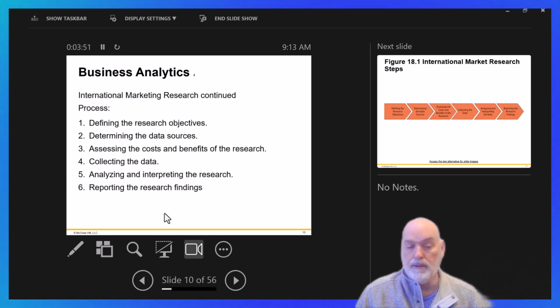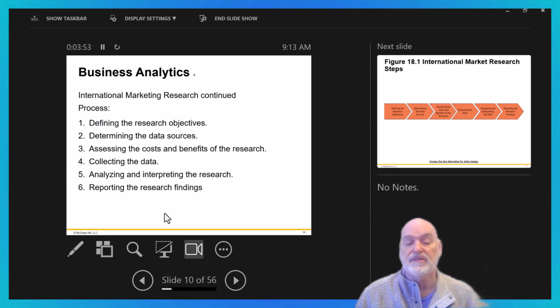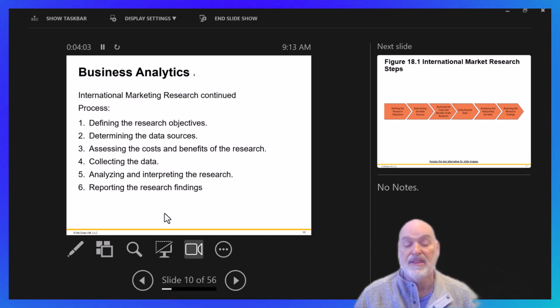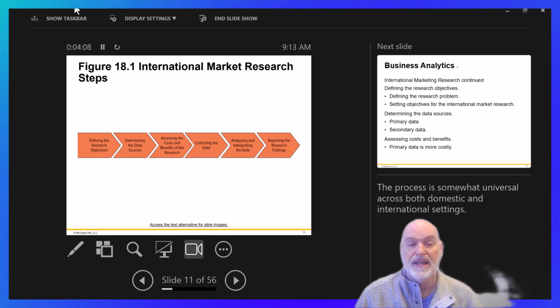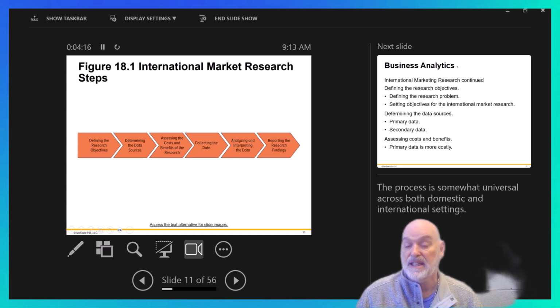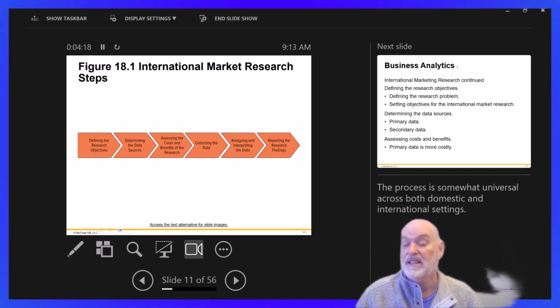Process. Defining the research objectives, determining what the data sources are, assessing the costs and benefits of the research, then collecting the data, then analyzing and interpreting the research, and then reporting the research findings. International market research steps: defining the research objectives, determining the data sources, assessing the costs, collecting the data, analyzing and interpreting the data, and then reporting the research findings.